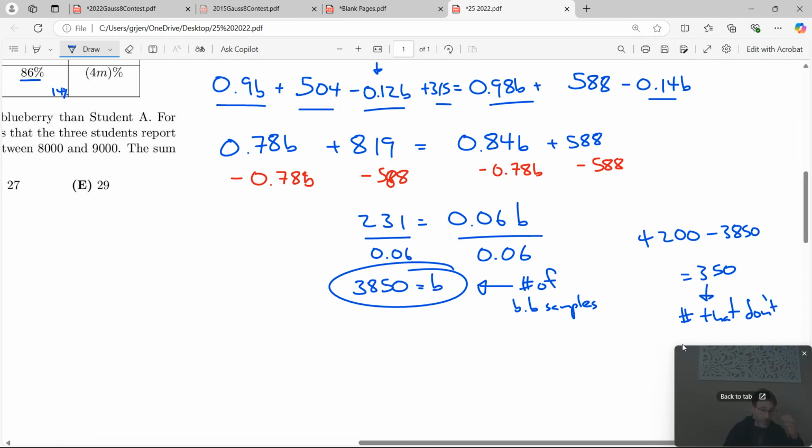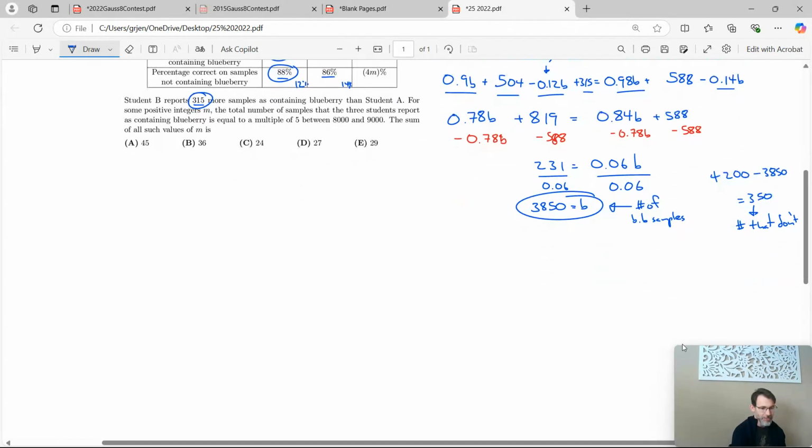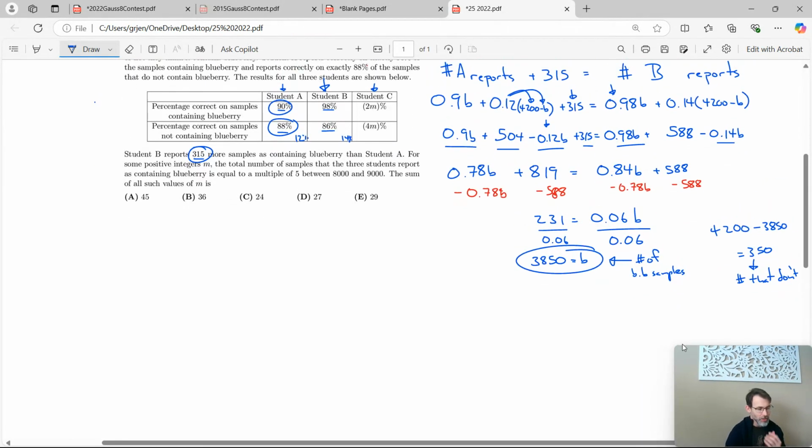Now we can go ahead and build another equation that is the total amount of reports from A, B, and C. So let's build that. Okay, so we want to know A's reports plus B's reports plus C's reports. All right, well, A is going to be reporting correctly.